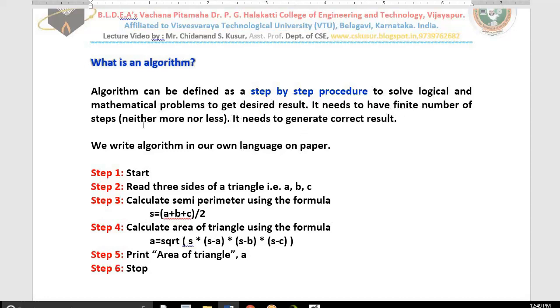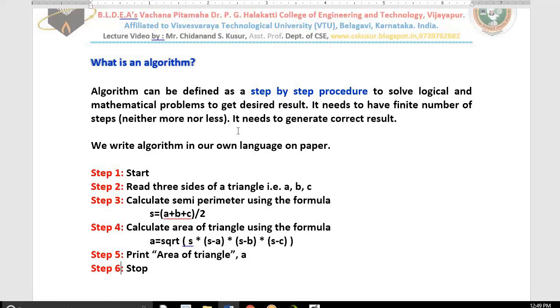It needs to have finite number of steps, neither more nor less. If you include unnecessary steps, there will be delay in getting results. If you forget the important step, we may get wrong results. That's why adding unnecessary steps results into delay. Forgetting the important steps results into getting wrong results. That's why always algorithm needs to have finite number of steps, neither more nor less. All the steps must be in such a way that all the steps need to generate correct result. That is what we call an algorithm.